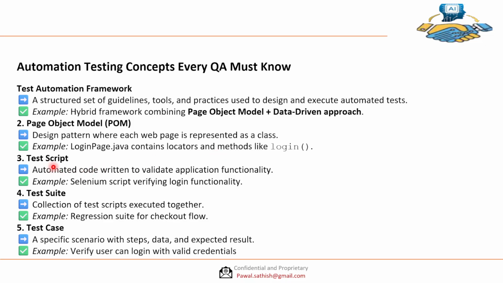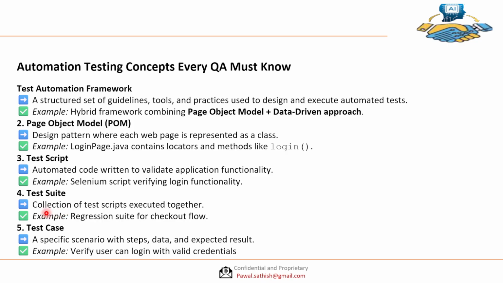The next is test script, automated code written to validate the application functionality. Example: a Selenium script verifying the login functionality. We'll call that a test script. So these are all the terminologies or concepts, and when we are talking about automation testing, everyone should know these things.